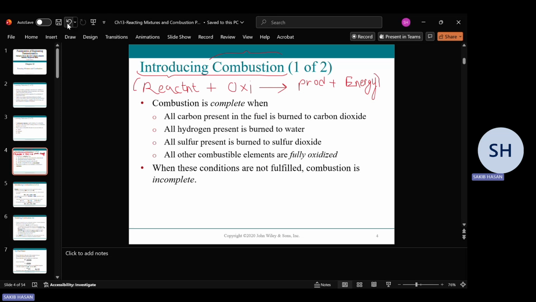Now, why are combustion reactions important to us?